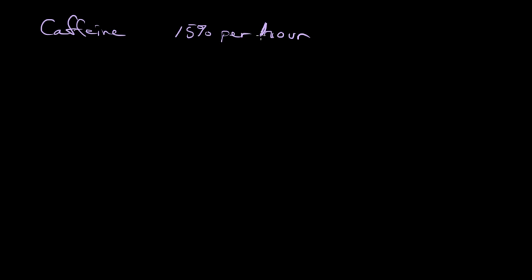So if we get rid of the 15% per hour, watch. If you start off with 100%, you subtract 15%, what do you get? You get 85%. So at the end of 1 hour, you have 85% of the caffeine remaining. Well, from this, I can get a multiplier. Remember, a multiplier is the base for my exponent.